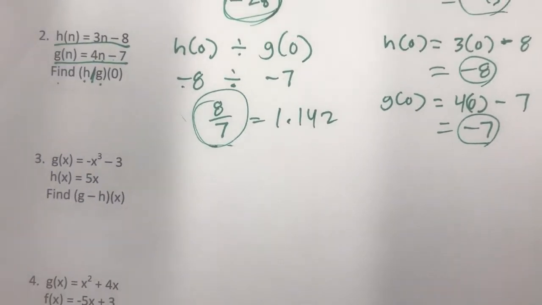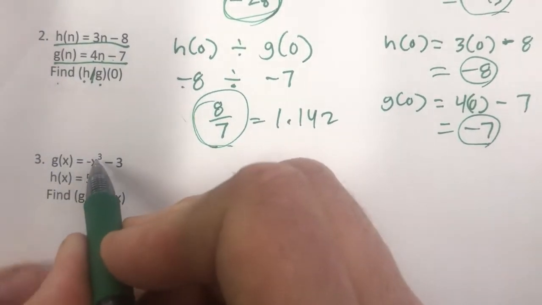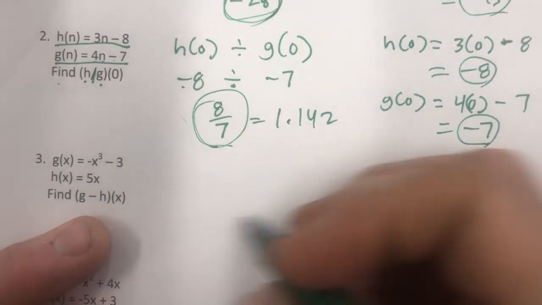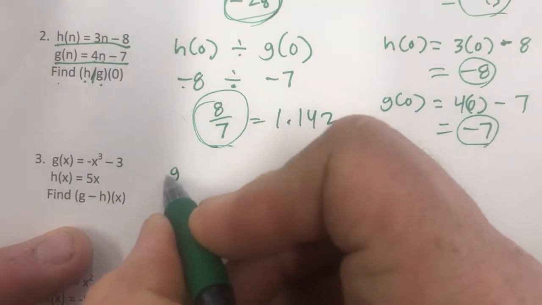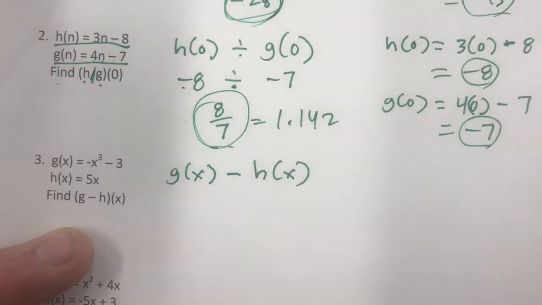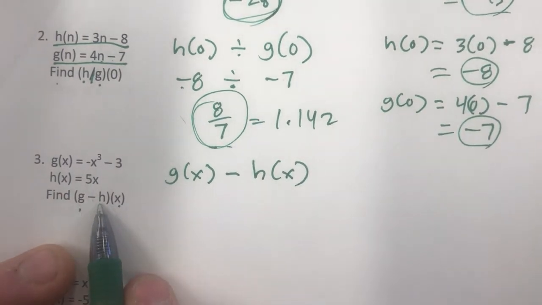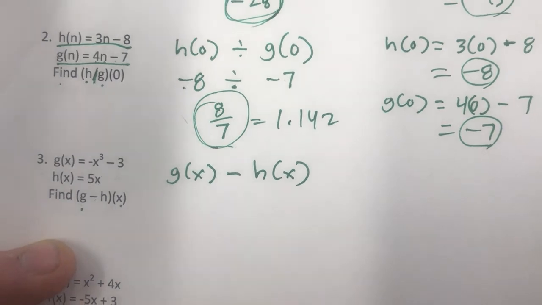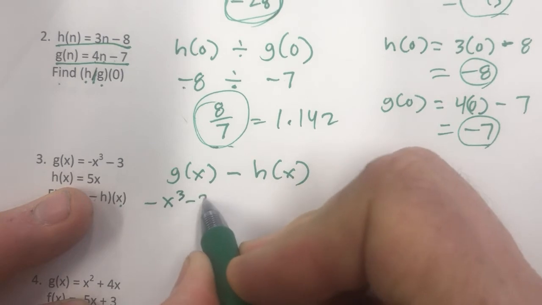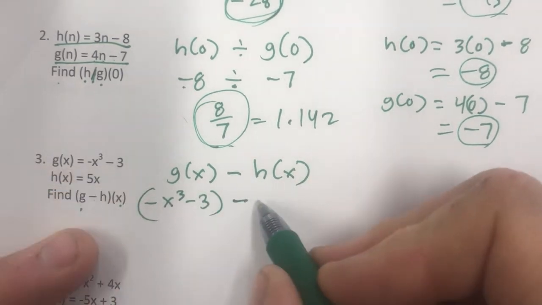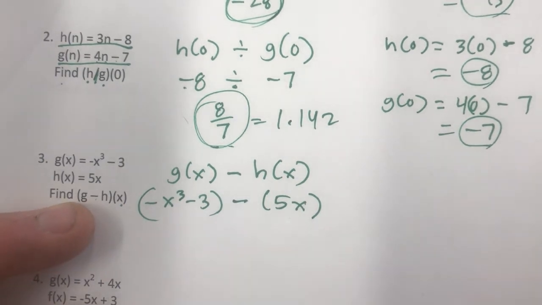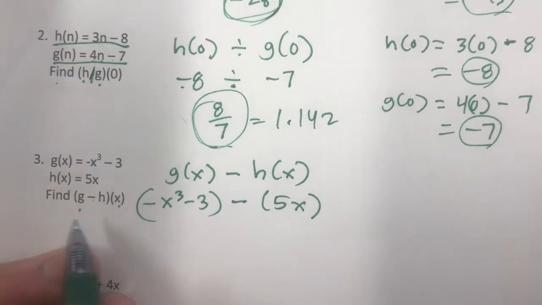Number 3. We've got x to the third power here. This is the g function, there's the h function. Find g minus h of x. That's going to be g of x minus h of x. Well, g of x, I'm just going to have this right here. Minus, and h of x is just this. I'm not putting any numbers in this time because it's just x.